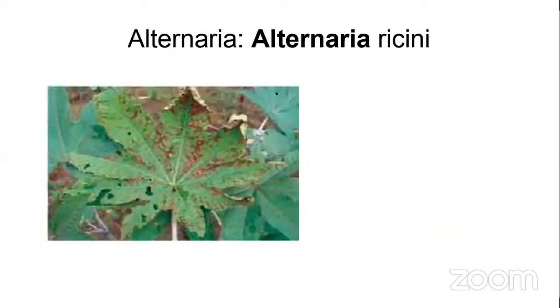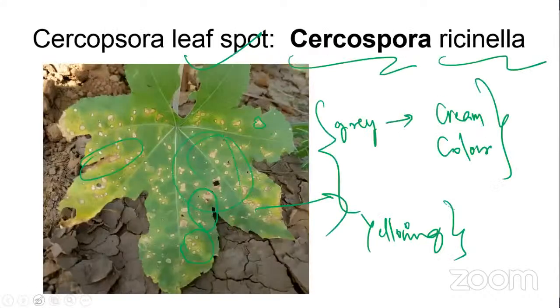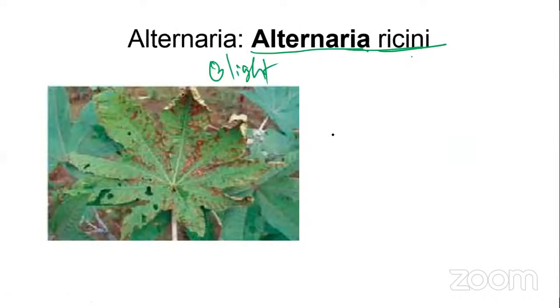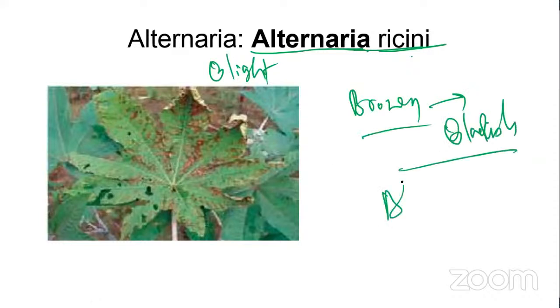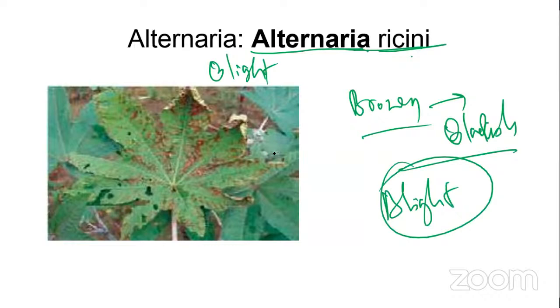Then Alternaria, that is Alternaria blight, caused by Alternaria ricini. Here you may not find the gray or cream color centers. Usually it will be more brown in nature, or it will turn blackish. Then overall blighting will be there by the lamina turning down. At higher infestation, the lamina will be collapsed.